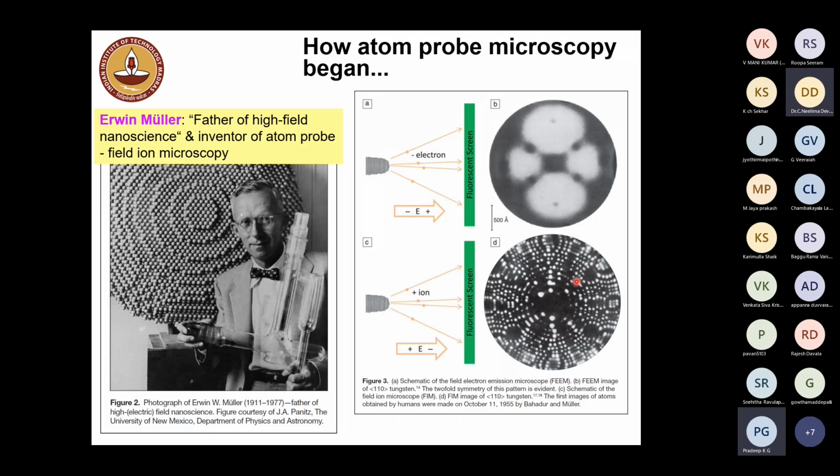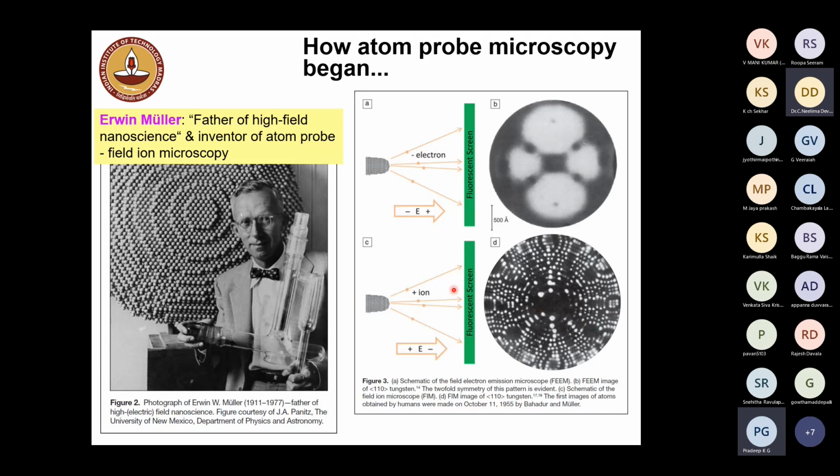Now, this is the starting point of what is called high field nanoscience, where extreme positive potentials are applied to the tip, and because of a negative potential on the screen, the atoms are evaporated in the form of ions. All the ions impinge on the phosphor screen and end up producing this fluorescence image. The position of the image enables us to identify the orientation of the tip, and accordingly the atomic positions are precisely identified.